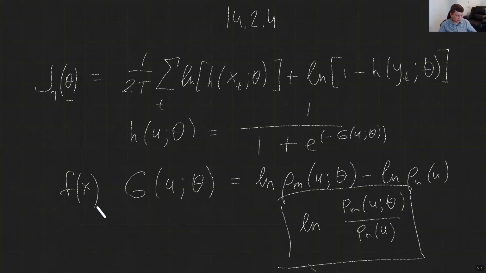So then they go through the proof that it's a consistent and unbiased estimator. Oh, actually, I don't know if they prove that it's unbiased. They prove consistency.